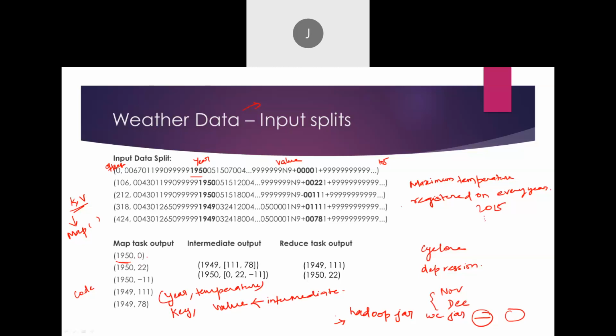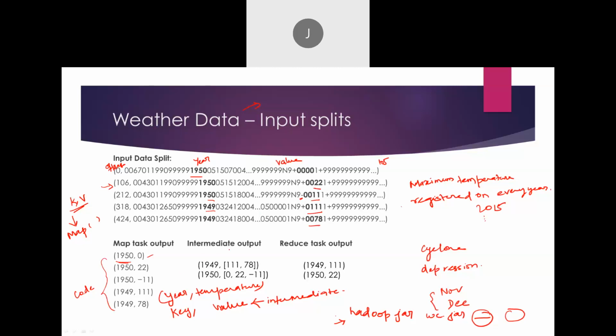In 1950, the registered temperature is 0. Again, in the next input split for 1950, the registered temperature is 22. In the next line it is registered as 11, and in the next data it is registered as minus 11, because there is a negative sign, and 111. In 1949 the registered temperature is 79. So this is how our map output is going to be.